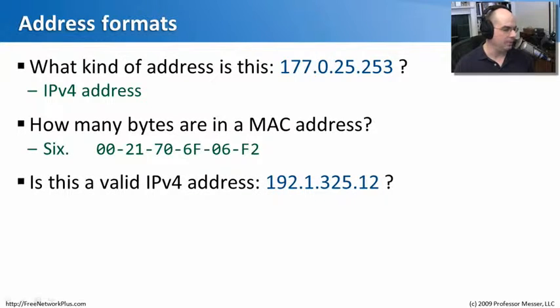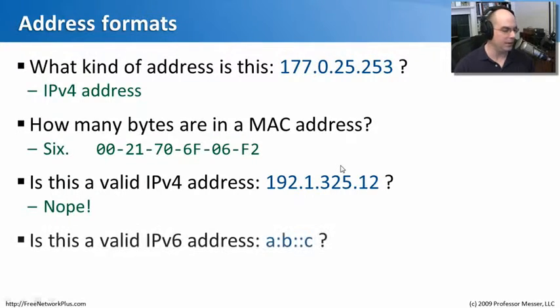And our last questions. Oh, we have 2 questions left. Is this a valid IPv4 address? 192.1.325.12? No, it isn't, because 325 is well over that maximum number of 255 that we might have in an octet. Still, it's got 4 dotted decimals here. It's just that the decimal number is a little bit too high for the number of bits available in that particular octet.